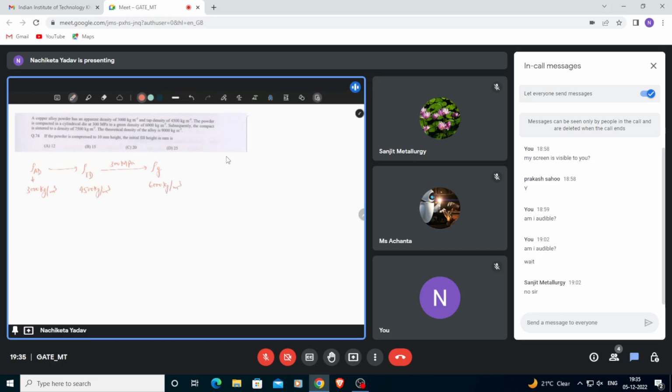Subsequently, the compact is sintered. After sintering, the density is 7500 kg per meter cubed. And the theoretical density is given as 9000 kg per meter cubed.